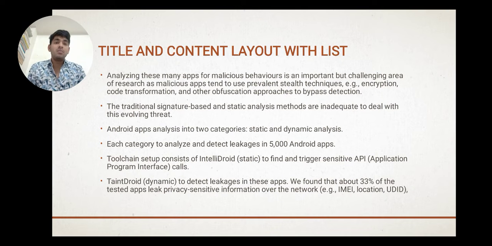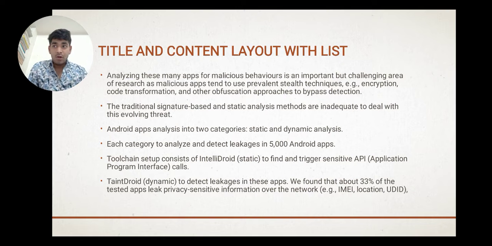Suppose we use many kinds of apps, and some of these applications are called malicious. Malicious means our private data is leaked to the victim, a kind of theft. So how does data leak, and how do we prevent the privacy leak? There are encryption, code transformation, and other approaches to bypass detection.